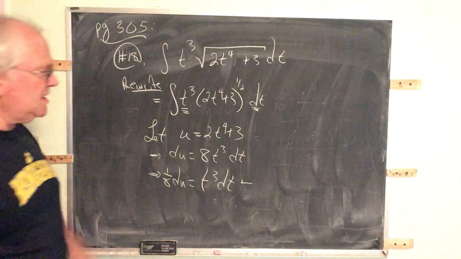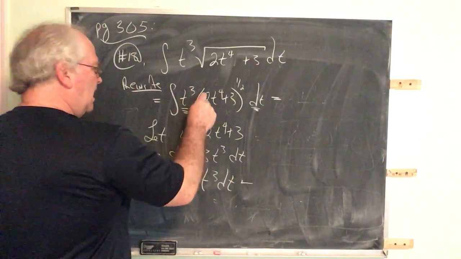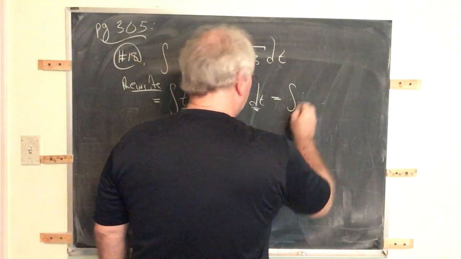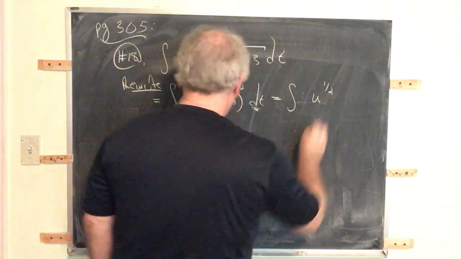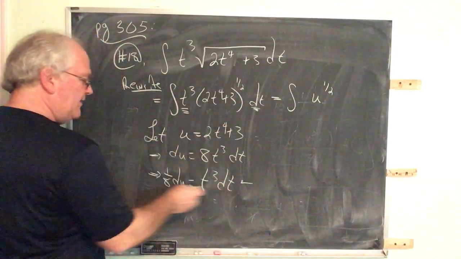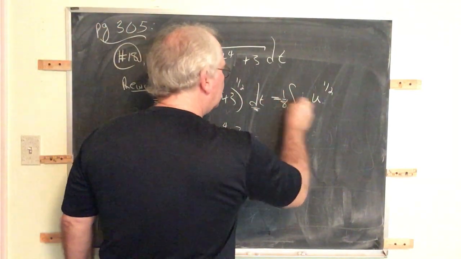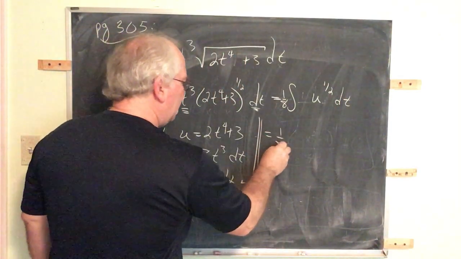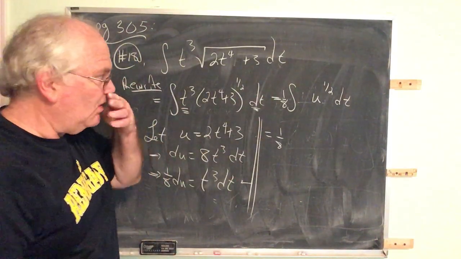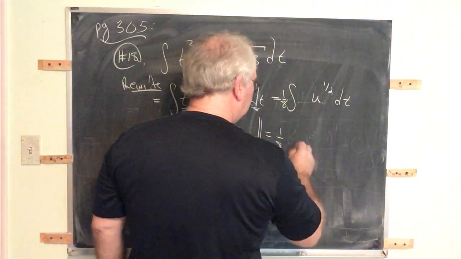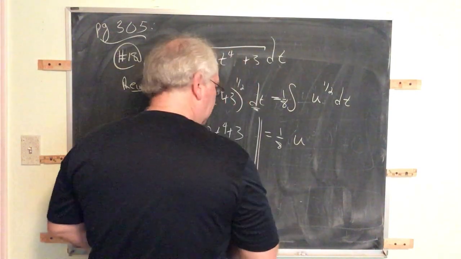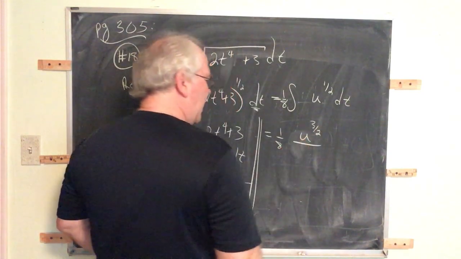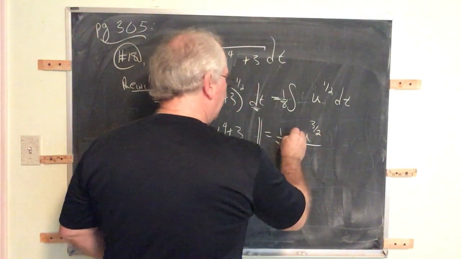All right, and so now the substitution can be made. 2t to the fourth plus 3 translates as u. And t to the third dt translates as 1/8 du. And so we have 1/8 times, this is now a basic form, power rule. This is u to the 3/2, divided by 3/2 means multiply by 2/3.